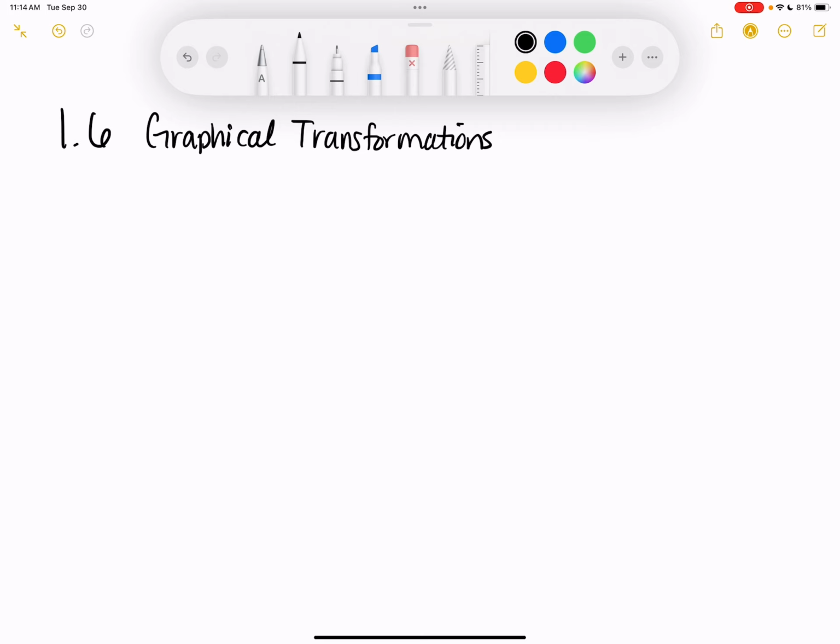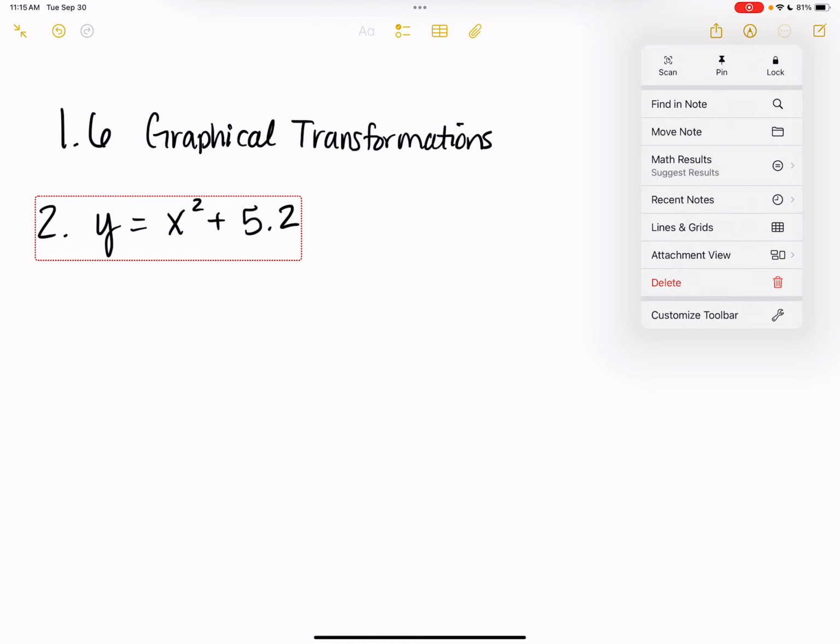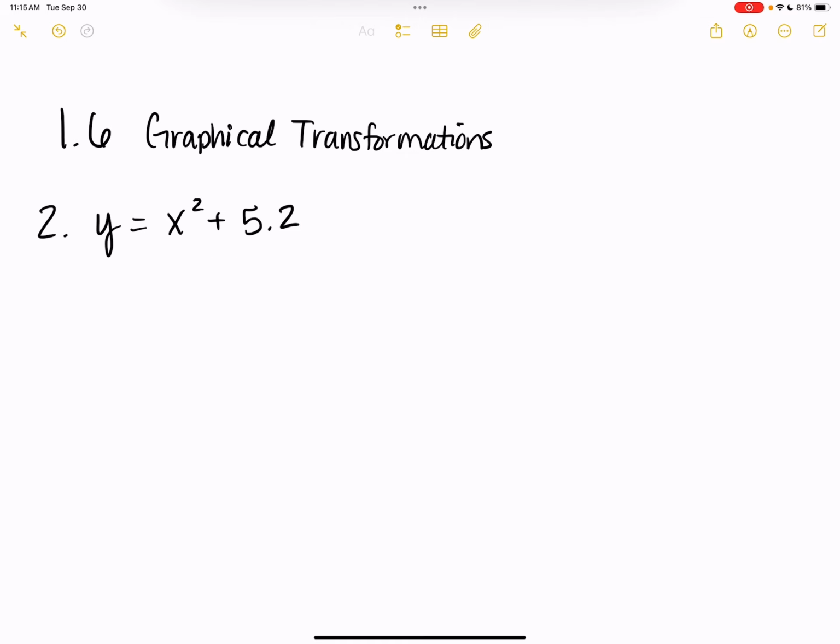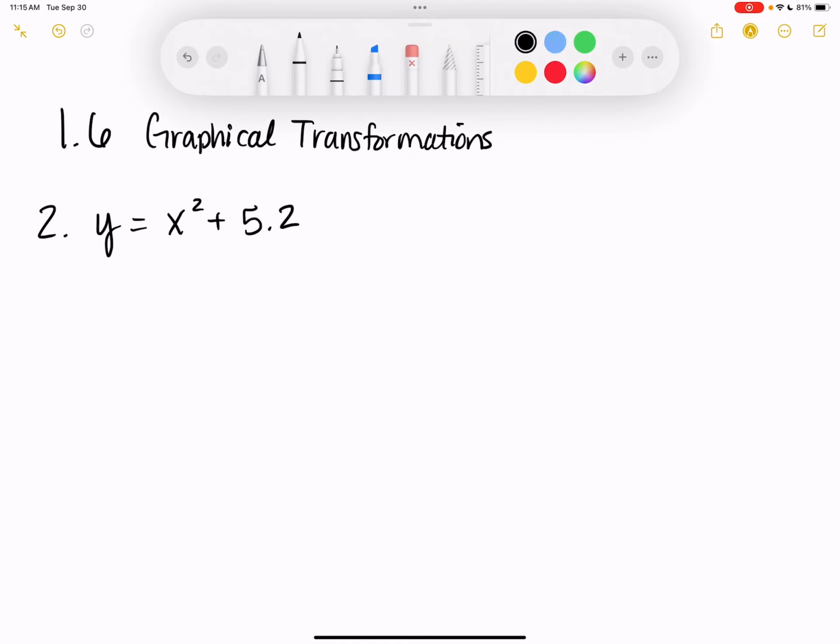So describe how the graph of y equals x squared can be transformed into the graph of the given equation. So we're comparing it to x squared. So 2y equals x squared plus 5.2. This one is not in a parentheses, so it is going up 5.2. When it's outside, it goes the same direction as the sign. If it was minus 5.2, would it be going down? Yep.